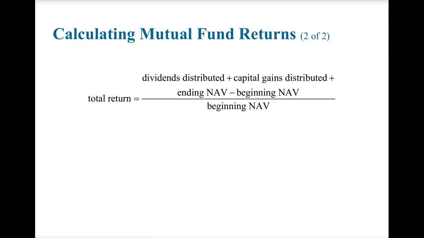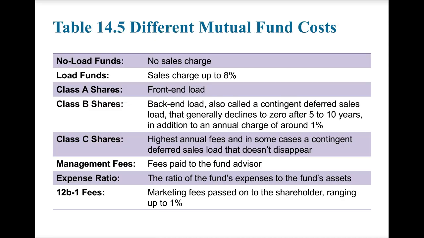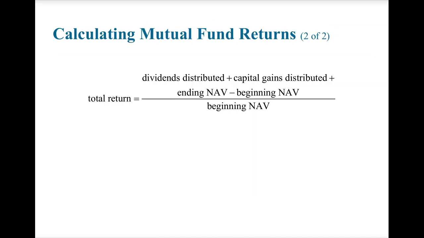So here's the basic calculation. We're going to take the dividends, we're going to add it to the capital gains, and then we're going to add that to the difference between the ending NAV and the beginning value of the NAV, and then we're going to divide it by the NAV. So this will basically give us our return.